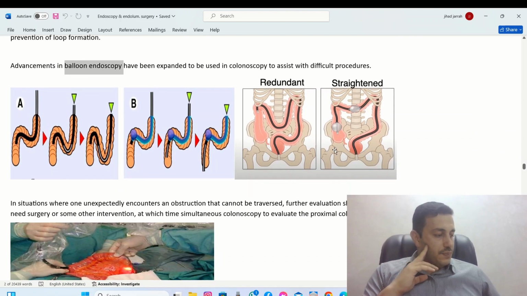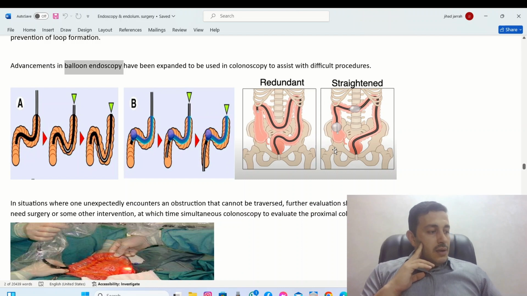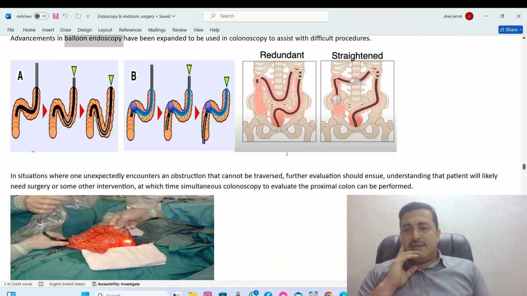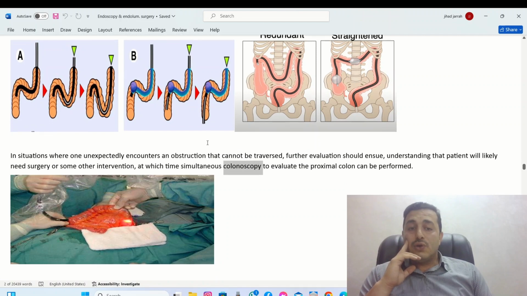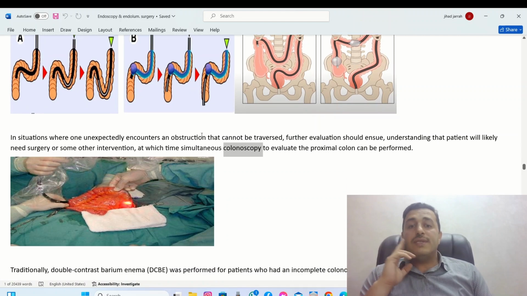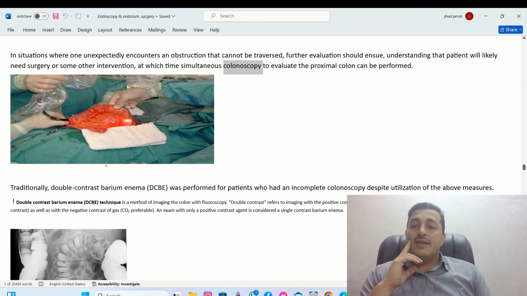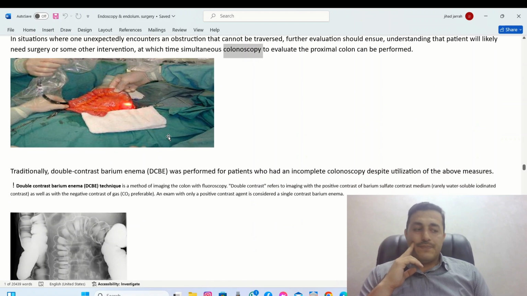Okay, what else? If it is due to, for example, malignant obstruction that will require surgery, we can go to surgery and simultaneously perform colonoscopy to evaluate the proximal lesion of the obstruction. As you see here, this is actually intraoperative endoscopy.